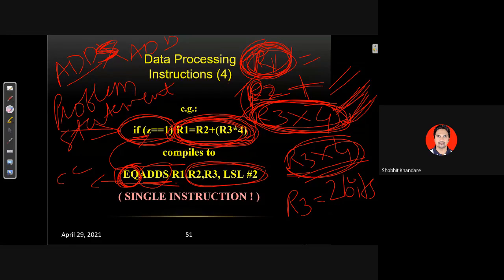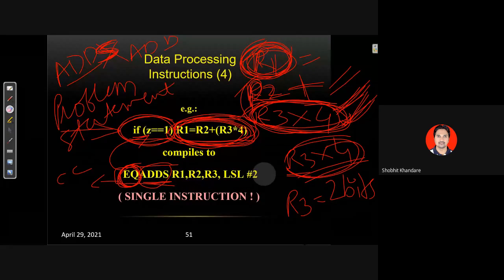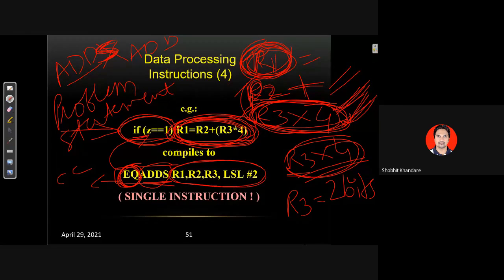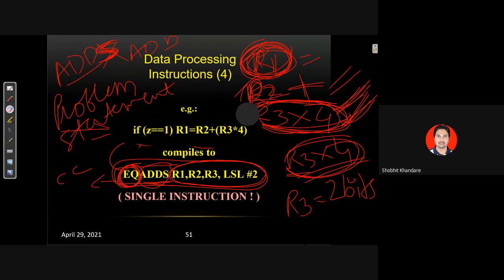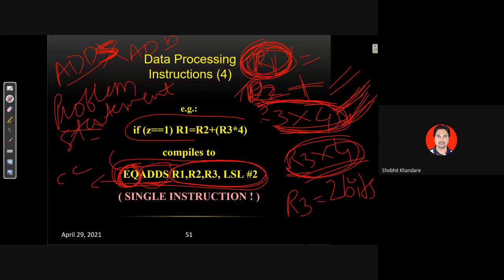ओके, तो उसके लिए सिर्फ मुझे R1 लिखना पड़ेगा। तो ये पूरा इंस्ट्रक्शन हो गया, तो क्या इंस्ट्रक्शन है? EQ ADDS R1, R2, R3, LSL #2. ये सिंगल इंस्ट्रक्शन क्या कर रहा है? ये सब चीजें कर रहा है.